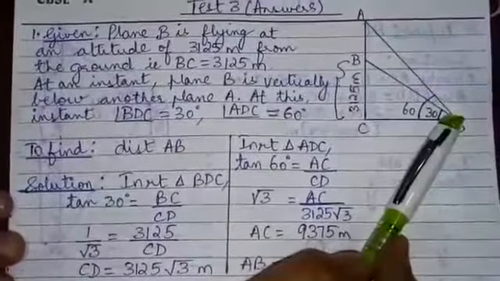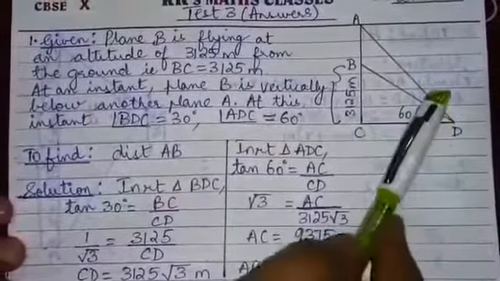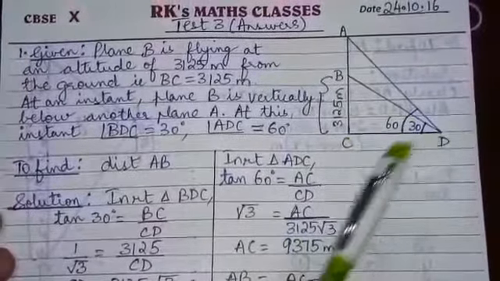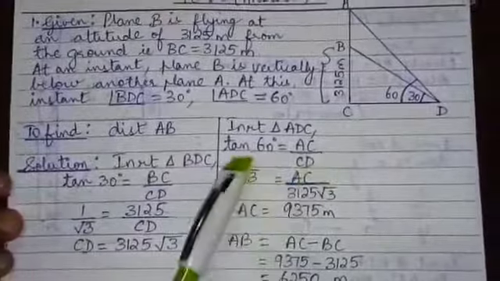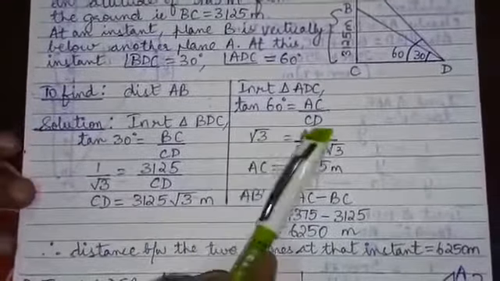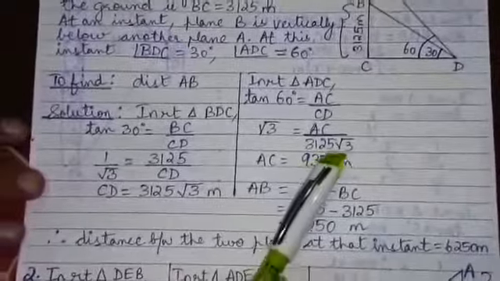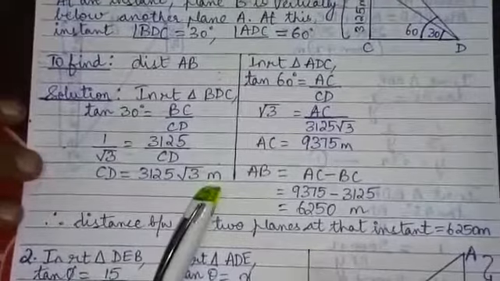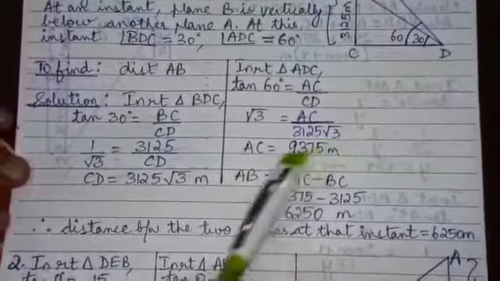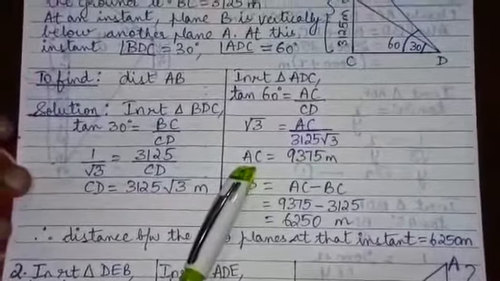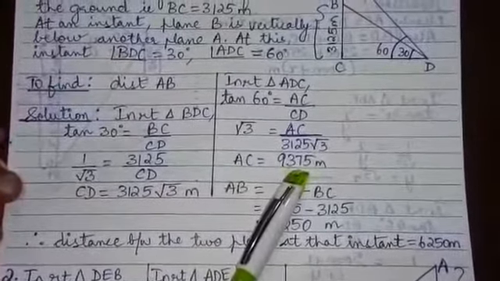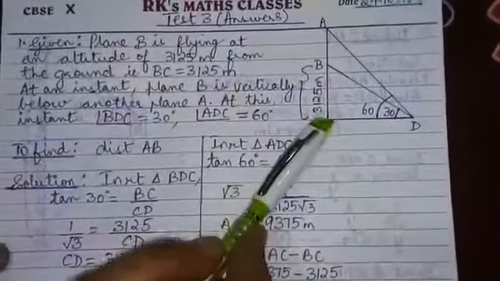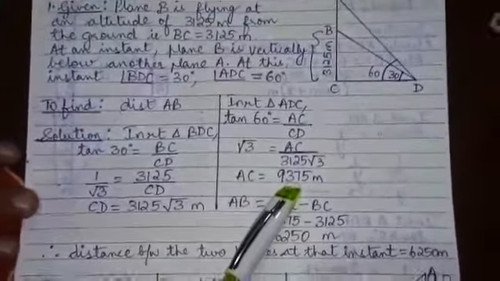Just ignore this. So in triangle ACD, tan 60 degrees is equal to opposite by adjacent, AC by CD. The value of tan 60 is root 3. AC is not known to us, but we know that CD is 3125 root 3. So use that here. On cross multiplying, we find AC is 9375 meters.